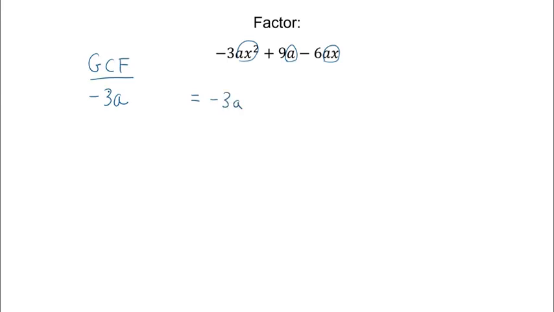So let's divide out our GCF and divide each of the original 3 terms by the GCF. Negative 3ax squared divided by negative 3a leaves us with just x squared. 9a divided by negative 3a leaves us with negative 3. And negative 6ax when divided by negative 3a leaves us with 2x. We'll continue the factoring process by bringing down our GCF.